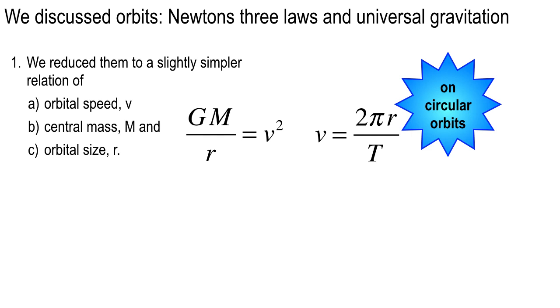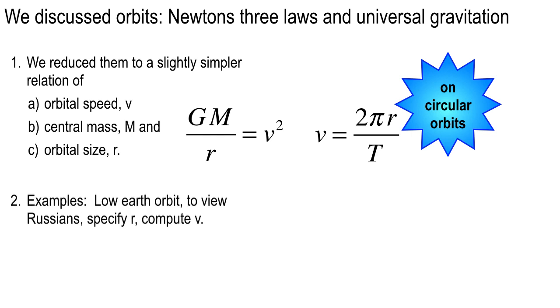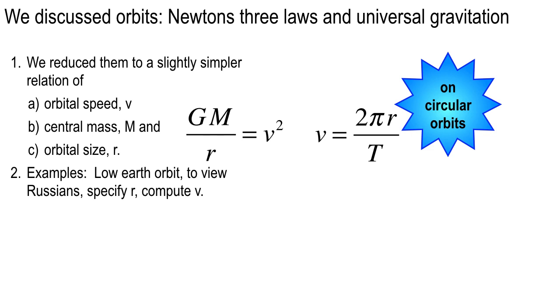All right. So specifying the orbital period is just as effective as specifying the orbital speed. And there's times when we want to do that. The other way is to specify the orbital distance, r, and figure out the orbital speed. All right, so the examples that we talked about were, for instance, a low Earth orbit spy satellite, where you specify the r, good and low, and you compute v.